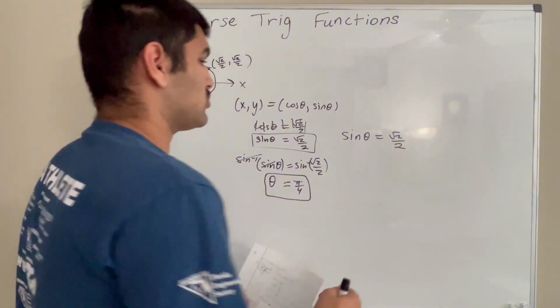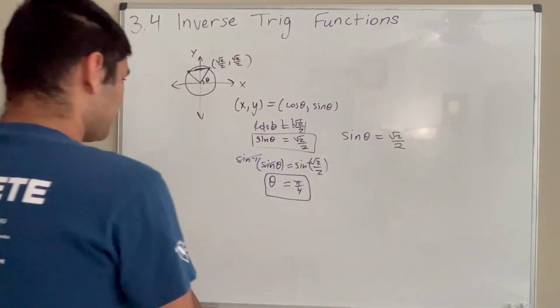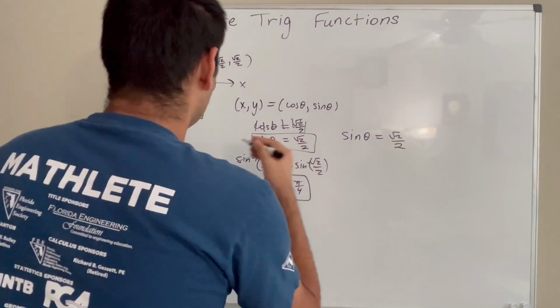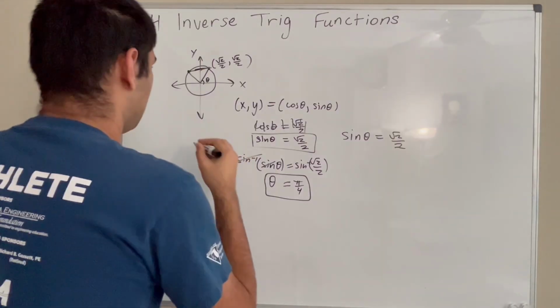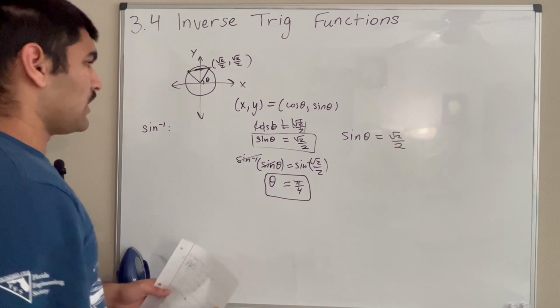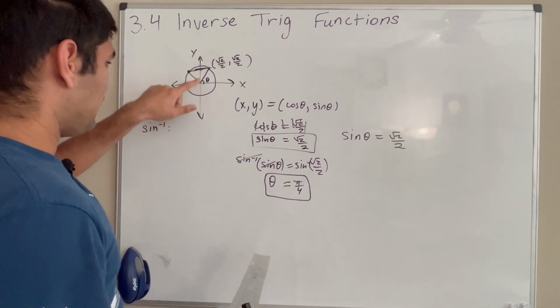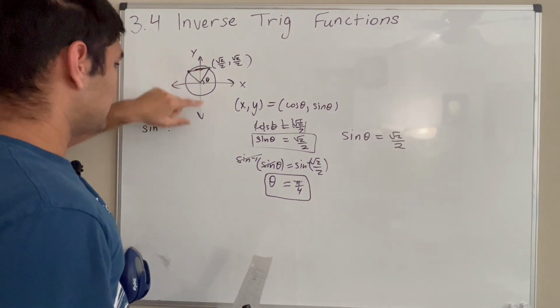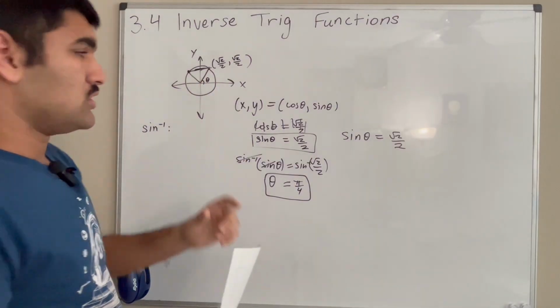Okay, so how do we restrict the ranges? Let's just build each of these ranges one by one. So for inverse sine, we want to make sure that we can find every angle theta such that it's hit once and only once. So what do I mean by that?